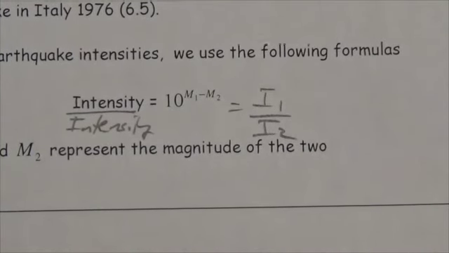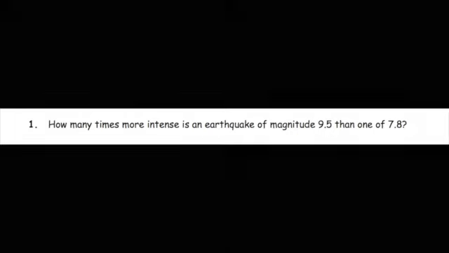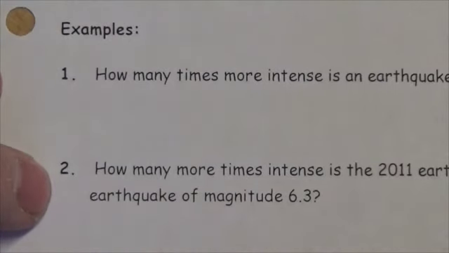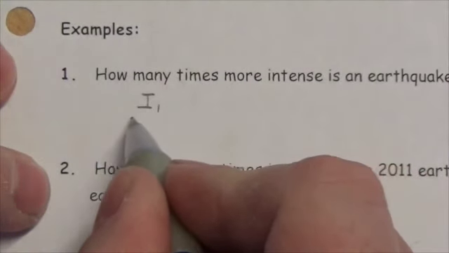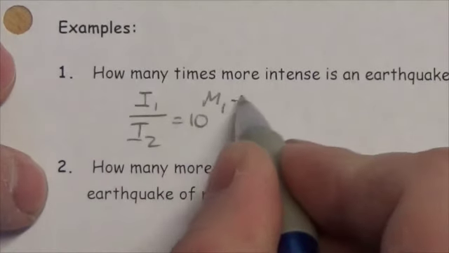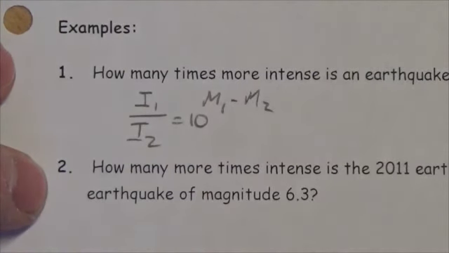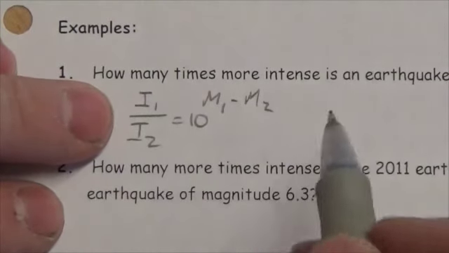Now we'll take a look at some questions. How many times more intense is an earthquake of magnitude 9.5 than one of 7.8? This first question is asking us to compare the intensities of these two quakes. So I1 divided by I2 is going to equal 10 to the magnitude of the first quake minus the magnitude of the second quake. What we're looking for is this ratio, and we're going to get it by plugging this material in.